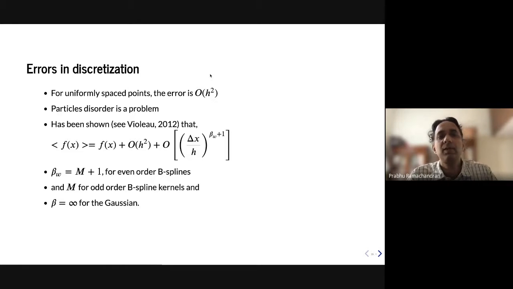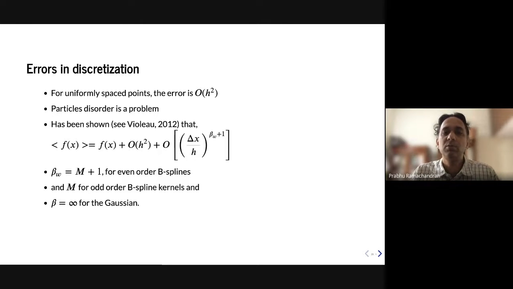So it turns out that you can show that if you have uniformly spaced points, the error is of order h squared. Okay, so h is like a measure of your mesh size in this class of problems. But then we all know that this is a Lagrangian method, and the particles are not going to be uniformly spaced. And so particle disorder then becomes a problem. Essentially, you can think of it in one way as you have this integral of which you're taking a quadrature, and you're reducing those to a summation. And that's going to introduce a bunch of problems.